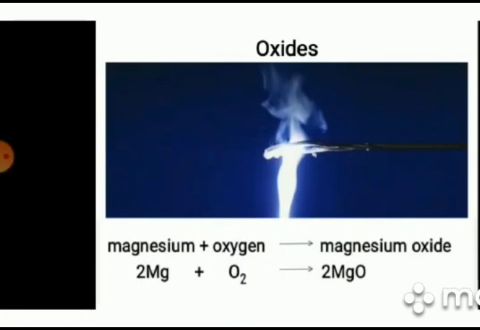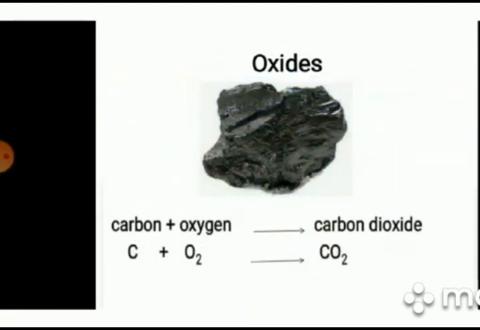Here we can see magnesium, that is 2Mg, plus oxygen O2 in the presence of heat, or when heated, gives us magnesium oxide, that is 2MgO. Here we can see a piece of coal. Non-metals also react with oxygen in the air to produce non-metal oxides. Carbon reacts with oxygen to form carbon dioxide.